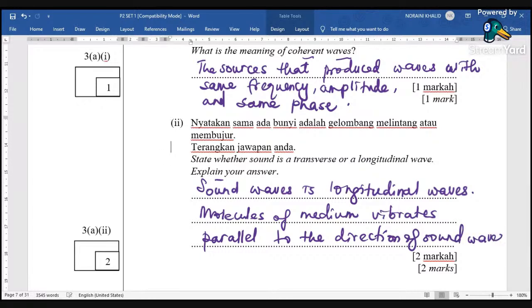So for example, if a sound wave travels in air, the molecules of air will vibrate parallel to the direction of the sound wave. As you can see, it will produce compression and rarefaction regions. Compression, rarefaction, compression, rarefaction, and so on. So it means the molecules vibrate parallel to the direction of the wave. So this one we call a longitudinal wave.